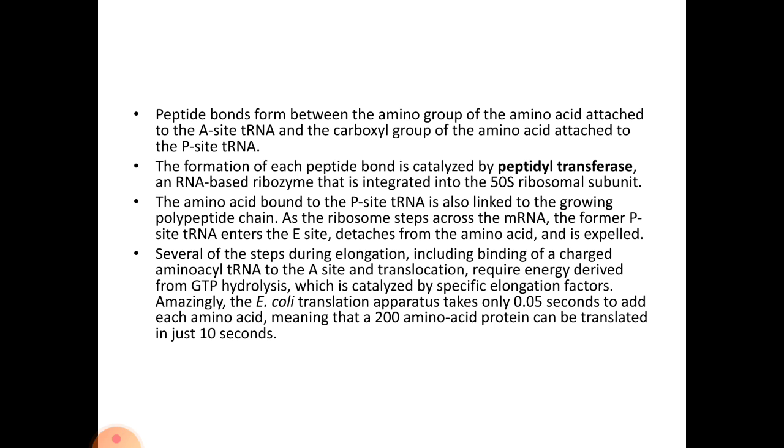As the ribosome steps across the mRNA, the former P site tRNA enters the E site, detached from the amino acid, and is expelled. Several of the steps during elongation, including binding of a charged aminoacyl tRNA to the A site and translocation, require energy derived from GTP hydrolysis, which is catalyzed by specific elongation factors. And amazingly, the E. coli translation apparatus takes only 0.05 seconds to add each amino acid, meaning 200 amino acid proteins can be translated in just 10 seconds.